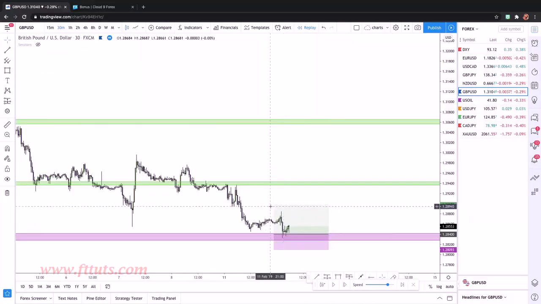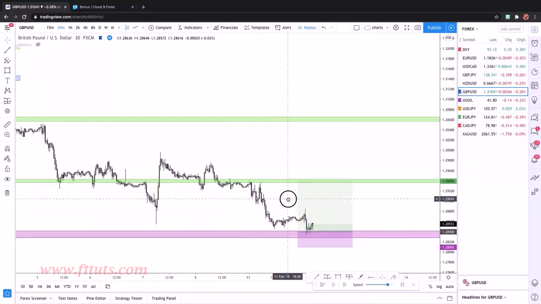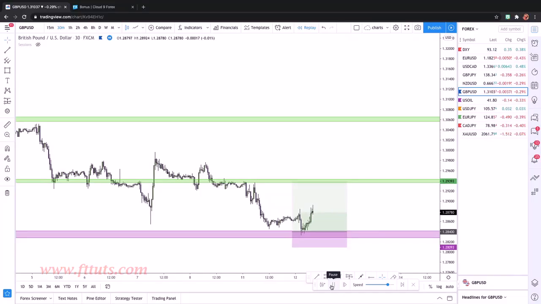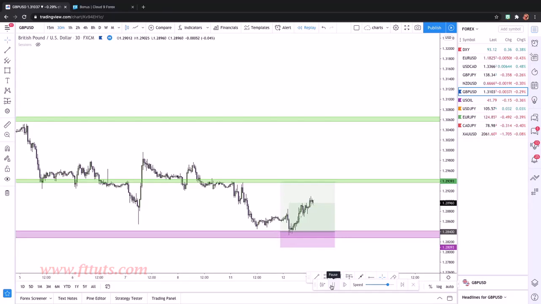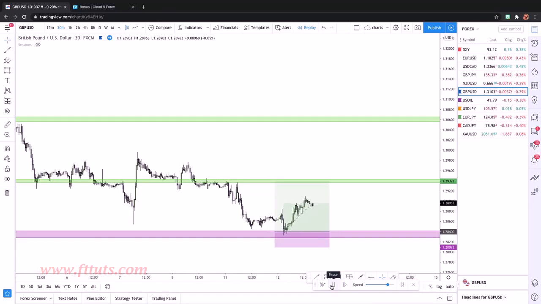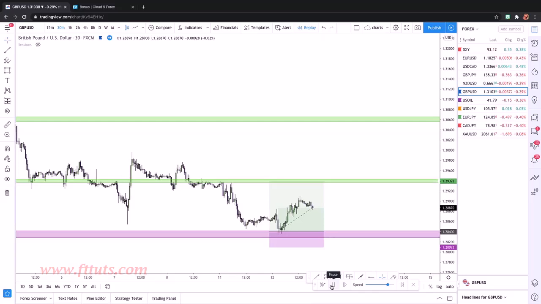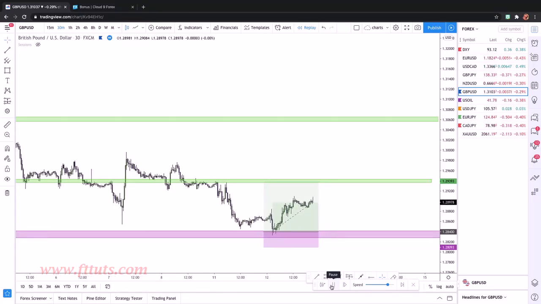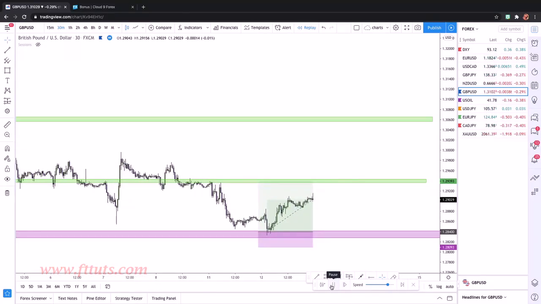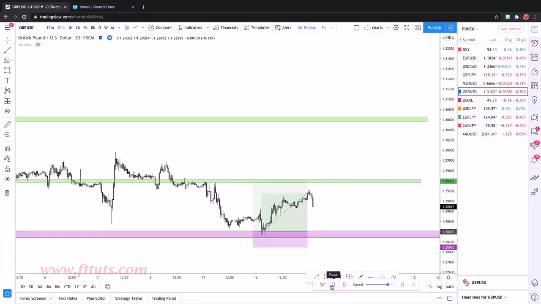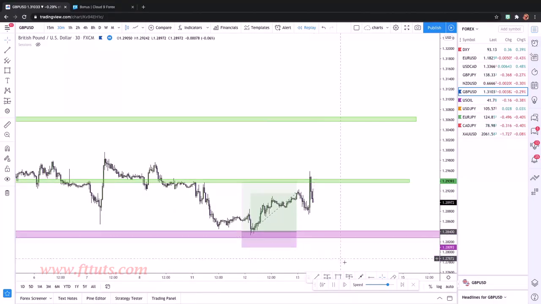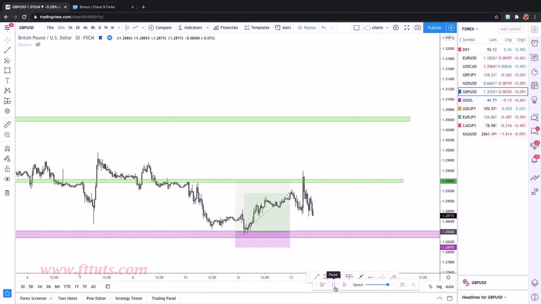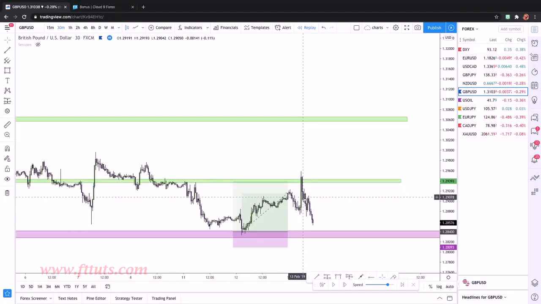Okay, so let's just see. First target's here. 129.4. Let's see. Okay, so it might come down and test. Oh, no, it didn't. Okay, so we got our first target. So then it completely rejects.